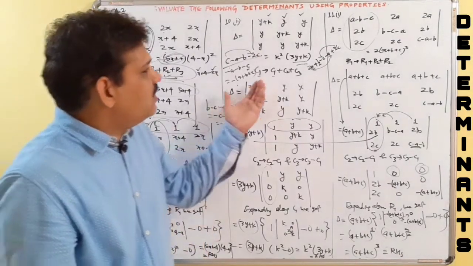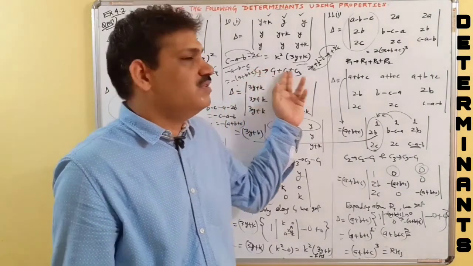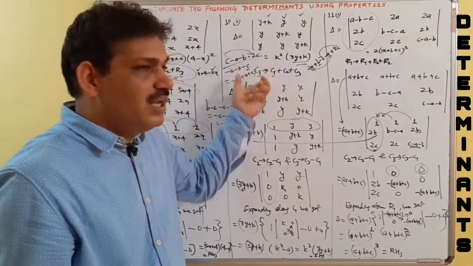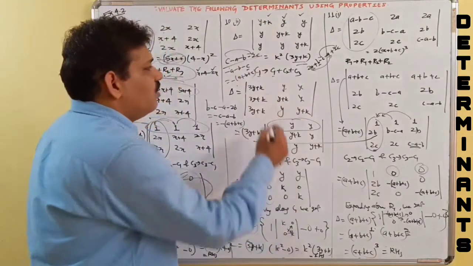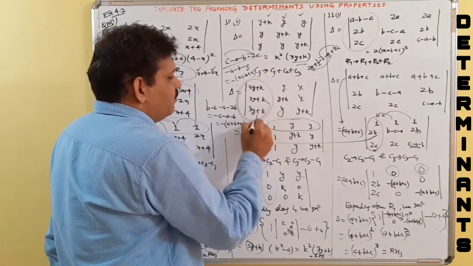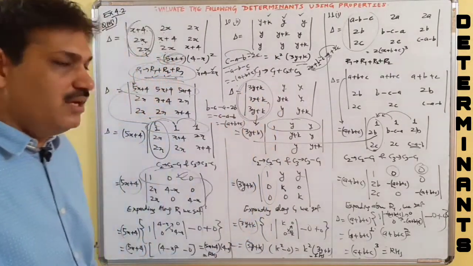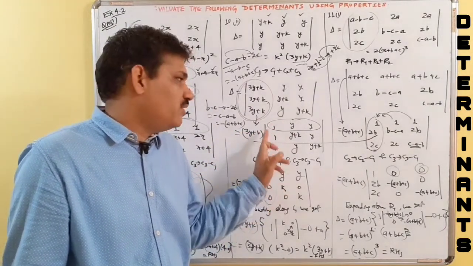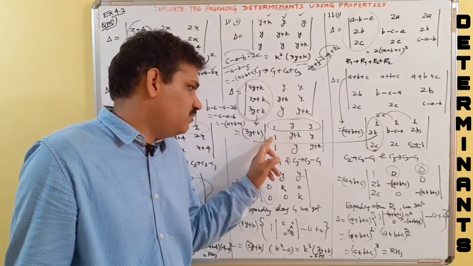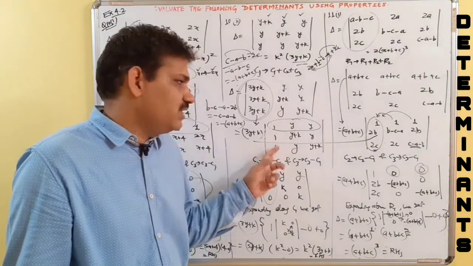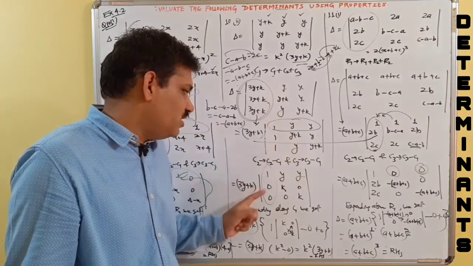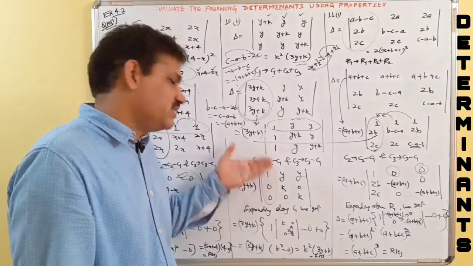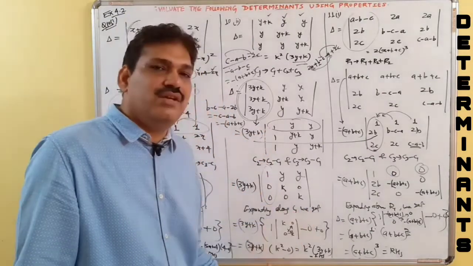That is the system. Similarly, here we have applied C1 becomes C1 plus C2 plus C3 so that we can get all the same, identical elements in a column. So from this column we took common 3y plus k. After taking this common, we got 1, 1, 1. Now with the help of this one, we made these two ones 0, that is we converted into 1, 0, 0. Now since we have got 2 zeros in this column, we expand along the first column, and we got the result.